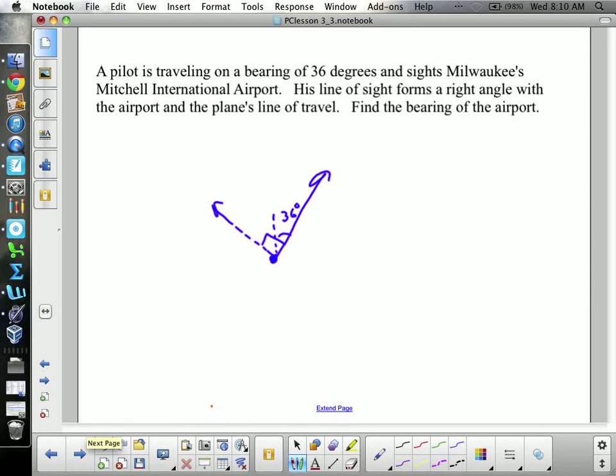Well, since it's at a right angle, this is 36, this is going to have to be 54 degrees to add up to 90, right? The bearing of the airport is going to be from north, however. So the bearing of the airport is going to be 360 minus 54 because it's going all the way around here, or 306 degrees is the bearing of the airport. Sorry, I overcomplicated that first one. That's all we had to do here.